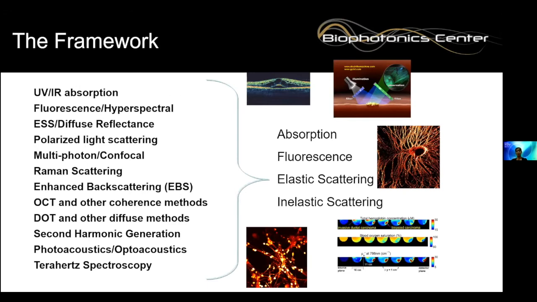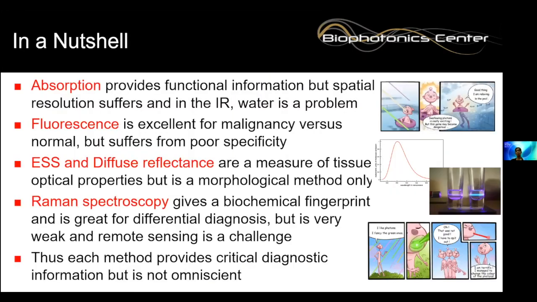You saw a laundry list on breast cancer. There are more. Don't worry about reading all the different techniques. It's not a comprehensive list, by the way, but all of these techniques rely pretty much on 4 different phenomena: absorption, fluorescence, elastic scattering, inelastic scattering, and maybe a refractive index mismatch. And so all of these techniques, one of the main things to remember, they all have their pros and cons. They don't work for everything.